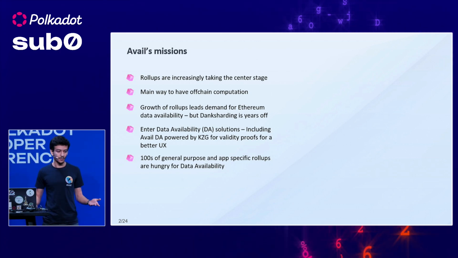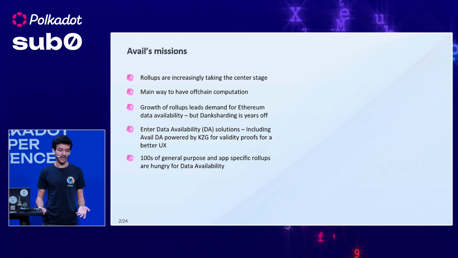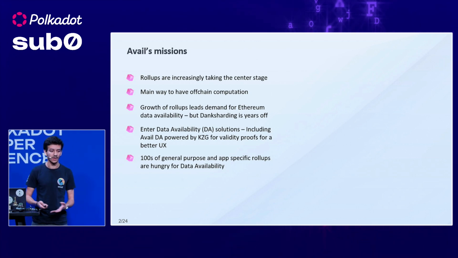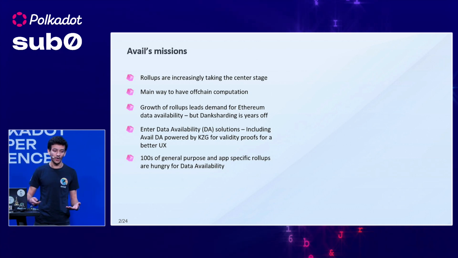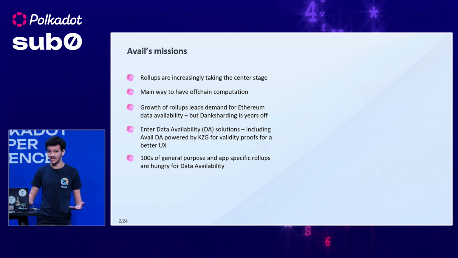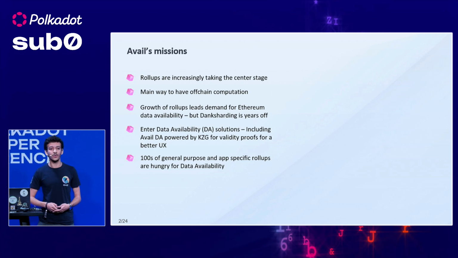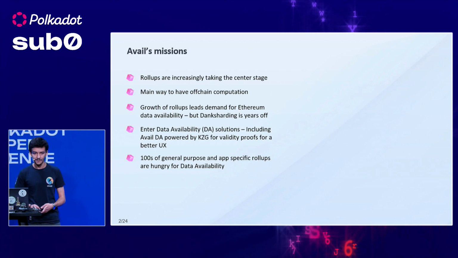Avail DA is powered by KZG validity proofs and better user experience. So definitely we'll have hundreds of general purpose and app-specific rollups or specific app chains that will all be hungry for data availability and even more.